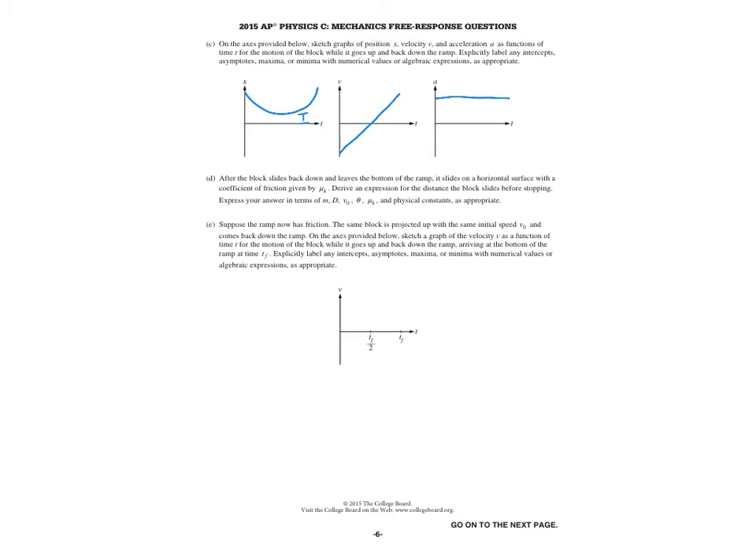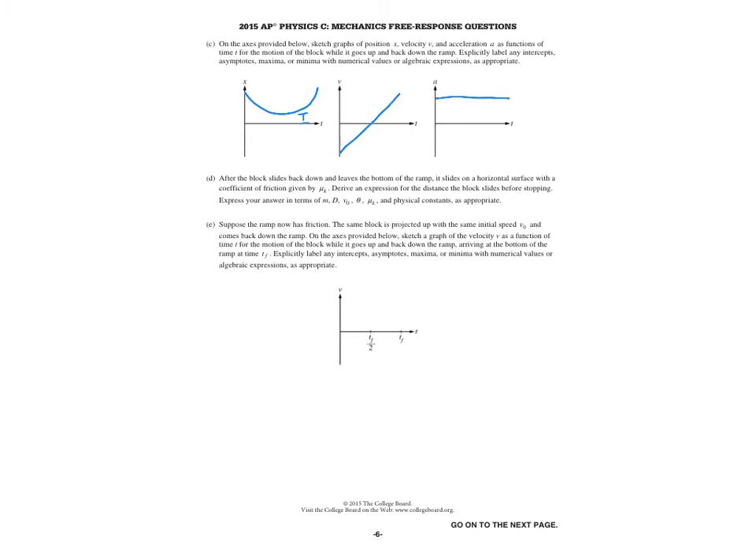For D, after the block slides back down and leaves the bottom of the ramp, it slides on a horizontal surface with a coefficient of friction mu k. Derive an expression for the distance the block slides without stopping. So after the block slides down and leaves the bottom of the ramp, it slides a horizontal distance.